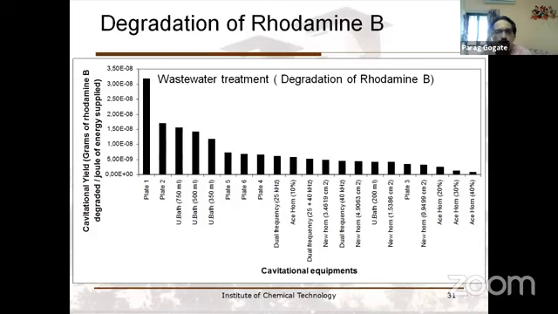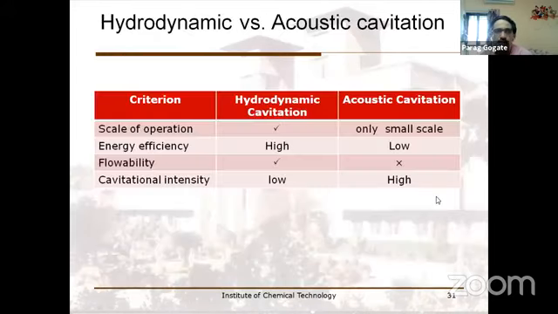So different configurations were compared, and you can clearly see plate 1, plate 2, plate 5 typically are for hydrodynamic cavitation, different plates in terms of the orifice configurations. So plate 1 was highly efficient as compared to the horn on the right side of the graph, where you are getting much lower effects in terms of cavitational yield.